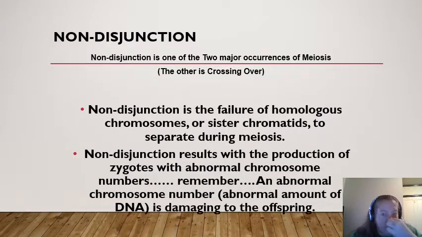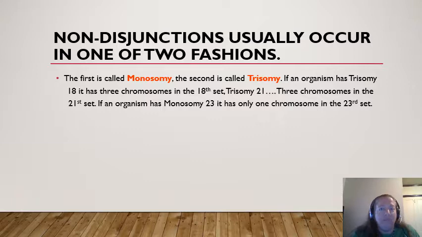Now, if you recall, when we mentioned crossing over earlier, the other problem that occurs in meiosis is something called non-disjunction. And that is when the homologous chromosomes, or the sister chromatids, don't separate like they are supposed to. Okay? So then that gives one of those cells an abnormal number of DNA. So it can be damaging to the cell. So it can occur in one of 2 ways.